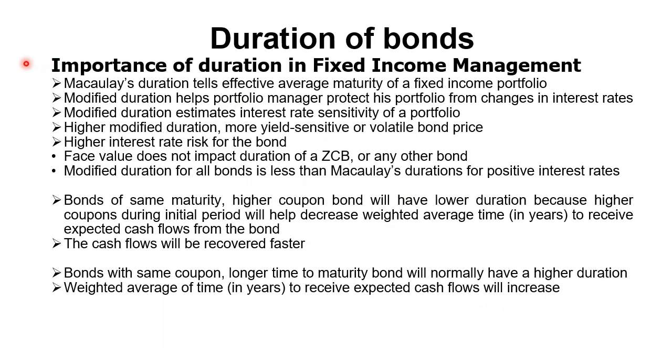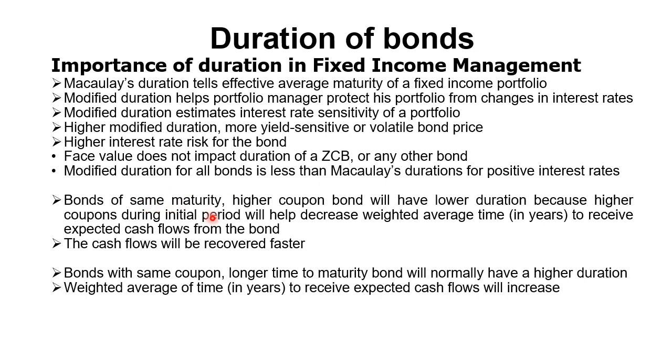Let's discuss the importance of duration in fixed income management by revisiting some main points that we have learned so far. Macaulay's duration tells the effective average maturity of a fixed income portfolio. The measure can help a portfolio manager to protect or immunize his portfolio from changes in interest rates. The modified duration estimates the interest rate sensitivity of a portfolio. The higher the modified duration, the more sensitive to yield the bond price, or the bond price is more volatile when the yield changes. Basically, higher duration indicates higher interest rate risk for the bond. The face value does not impact the duration of a zero coupon bond or any other bond for that matter. The modified duration for all bonds is less than the Macaulay's duration for positive interest rates.